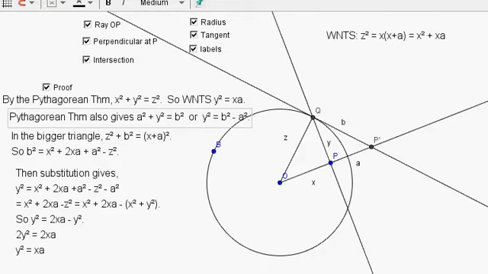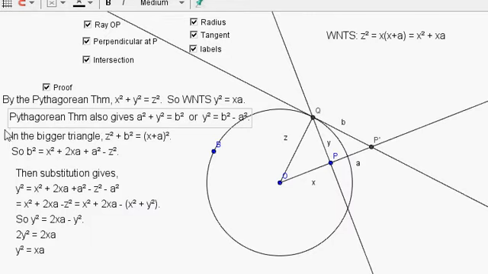It's just a matter of using the Pythagorean theorem on the appropriate triangles and following everything through here. So by the Pythagorean theorem, if we look at this triangle created with Q and P and O, so if we call this side y, this side x, and this side z, then we know x squared plus y squared equals z squared. Remember, we need to show that z squared equals x squared plus xa. So if we combine these two equations, we really only need to show that y squared, which would be z squared minus x squared, is equal to xa. If y squared equals xa, then x squared plus xa is going to equal z squared.